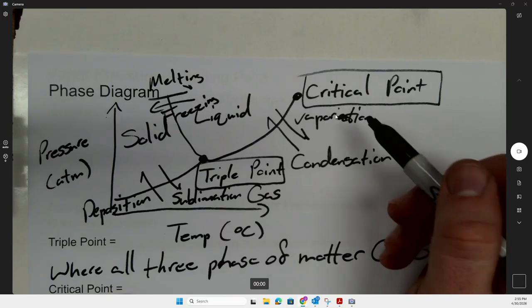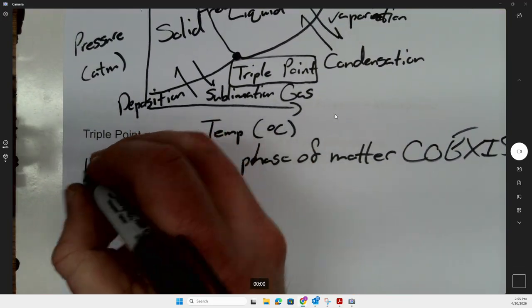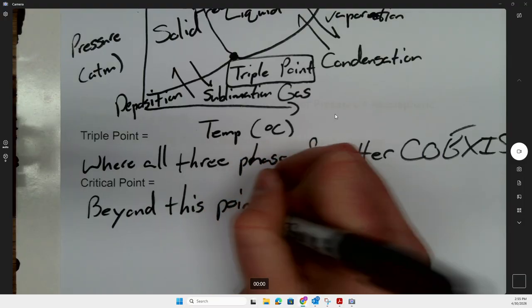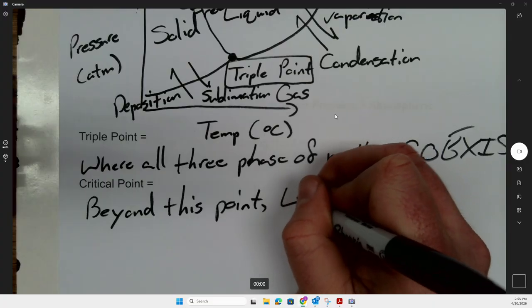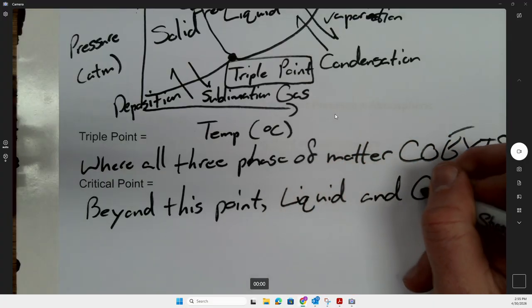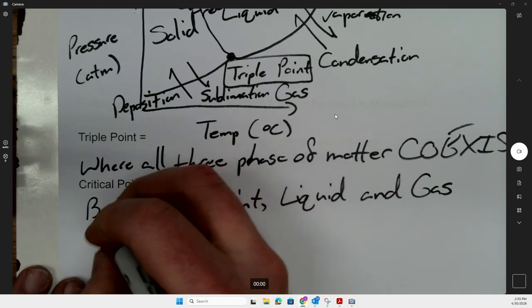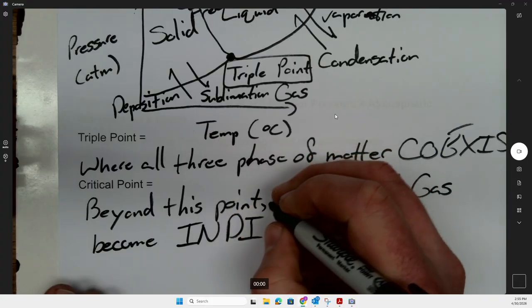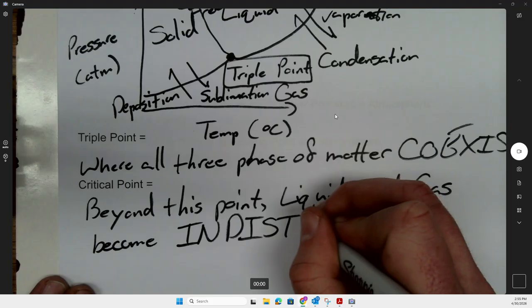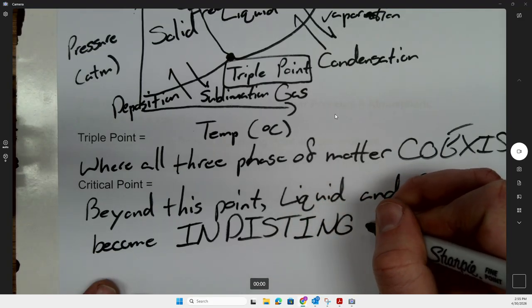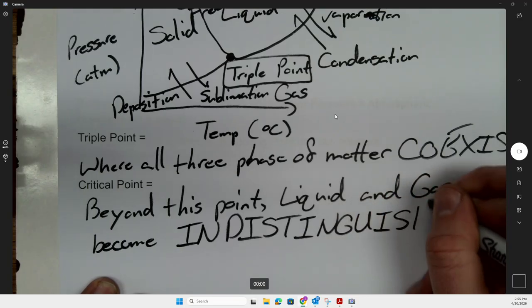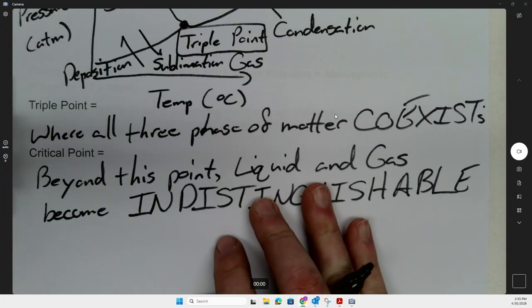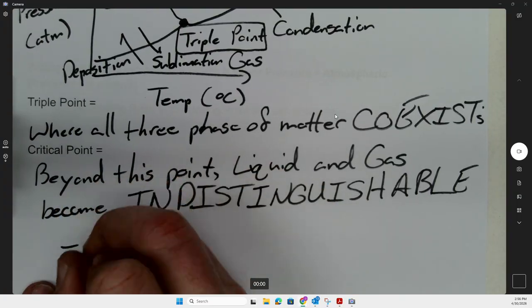Critical point, all the way at the top here. Beyond this point, liquid and gas become indistinguishable. What does that mean? I cannot tell them apart.